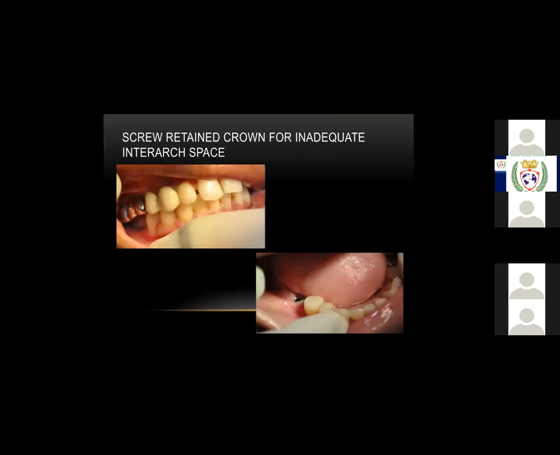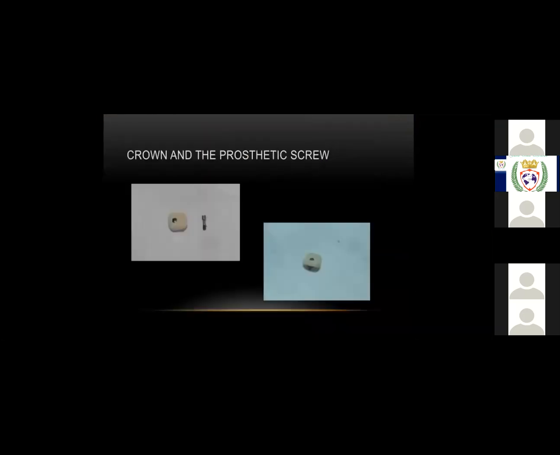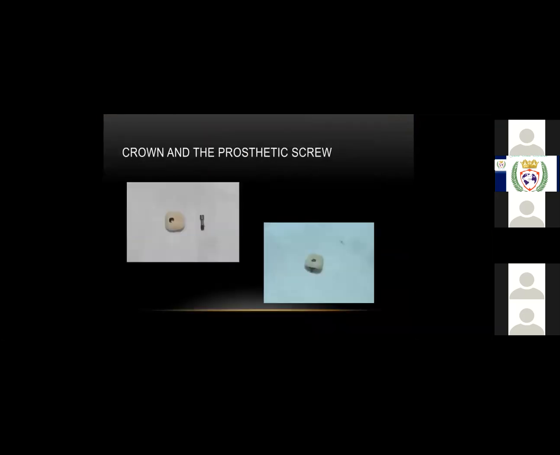And make sure in the posterior area when you do your margins, keep them slightly supragingival or at least equigingival, so that you can have good access for oral hygiene, and you can visualize it, and you will not have any soft tissue problems there. And again, as I said, if you have less inter-arch space, make sure you go for a screw type of prosthesis where you have a crown and a small screw which you can fit there.